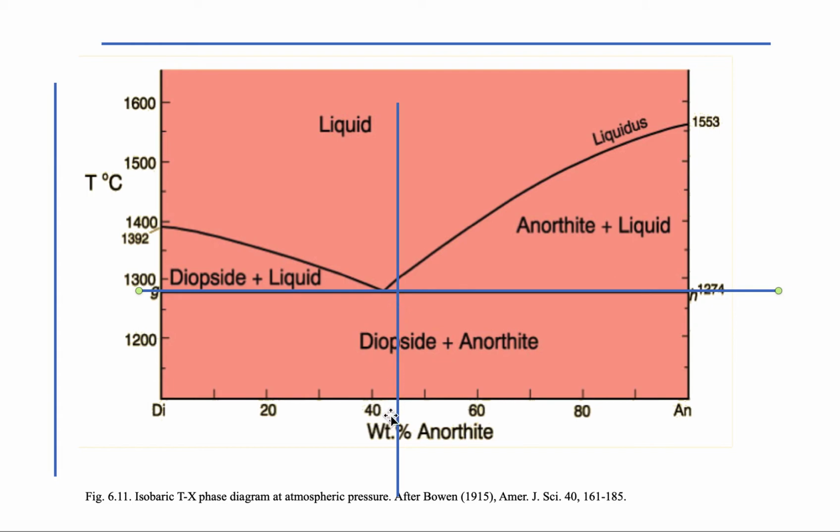What really matters is, as you follow this bulk composition up, what is the sequence? And we go from diopside plus anorthite into anorthite plus liquid. That means diopside has to disappear, and the system will be entirely liquid at about whenever that temperature is there. It looks like it's 1300 degrees centigrade.